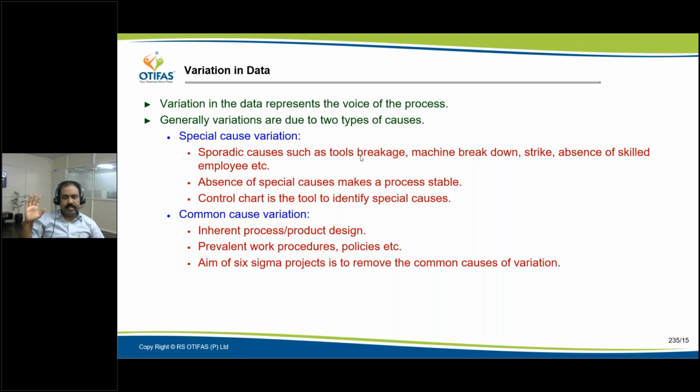When we reach the control chart phase, I will explain that most of the time people use the specification limit as a control limit. That was a big mistake they used to make. Control limits are always lesser than specification limits. So a control chart is a tool to identify special cause variation, and Six Sigma is a tool to remove common cause variation. During Six Sigma projects, we are trying to find out the common cause variation.